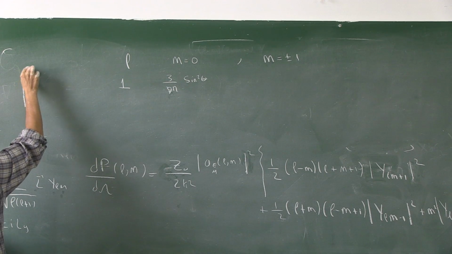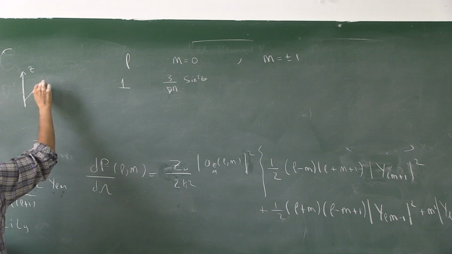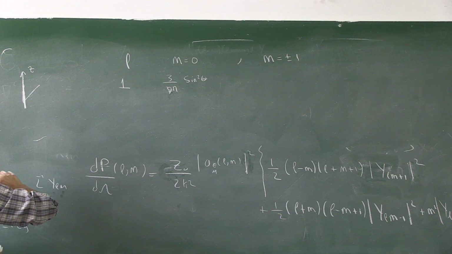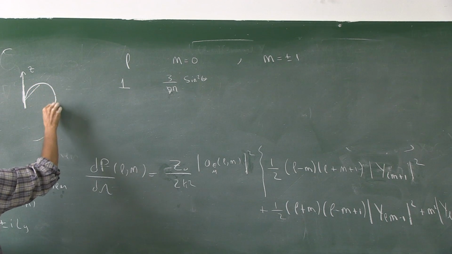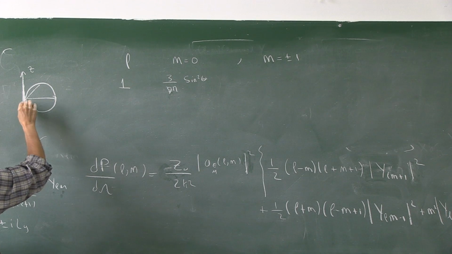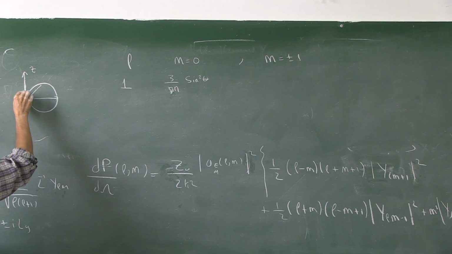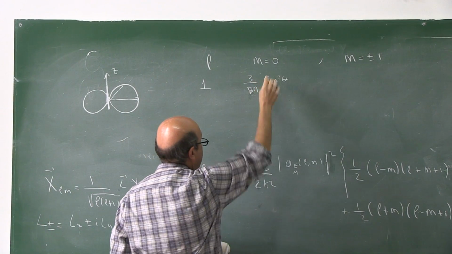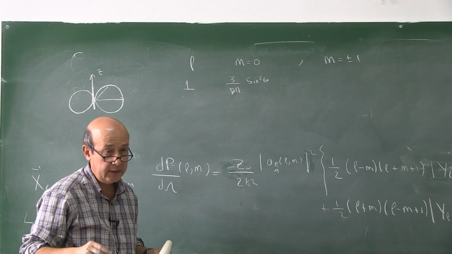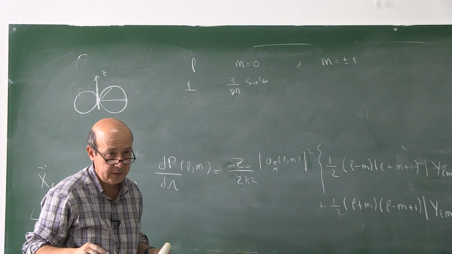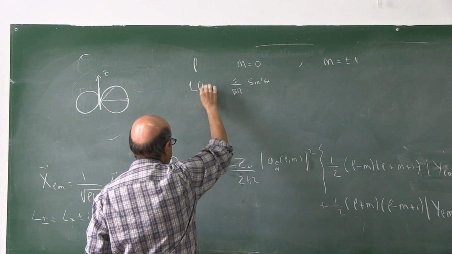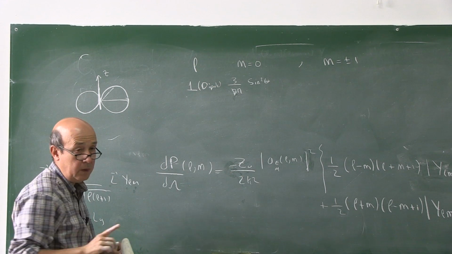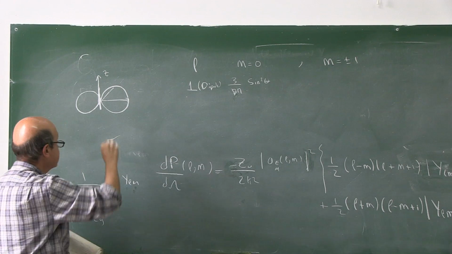So if you say this is the z-axis, theta is measured from the z-axis. When the angle is 0, sine theta is 0. So sine theta is maximum when the angle is pi over 2. And if you go to the other branch, you will have the symmetric of this. So basically, L equal to 1, M equal to 0 corresponds identically to the dipole radiation. And for this particular case, the dipole is oriented along what? The z-axis.